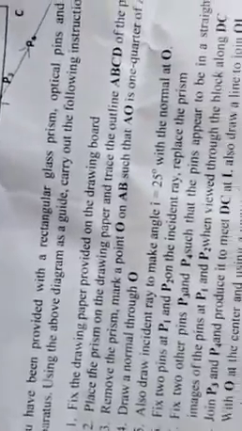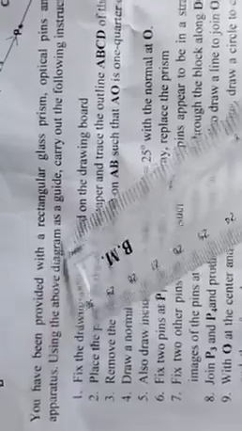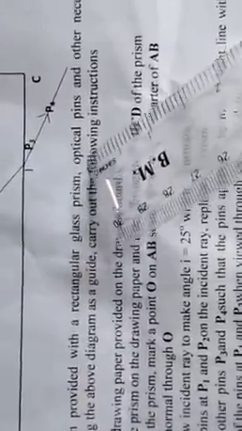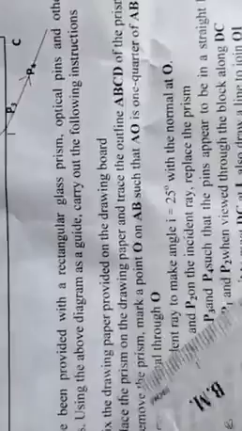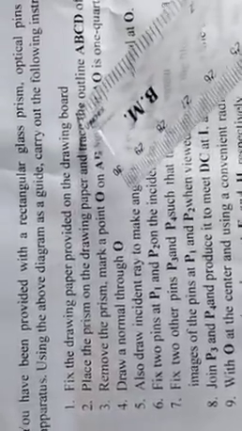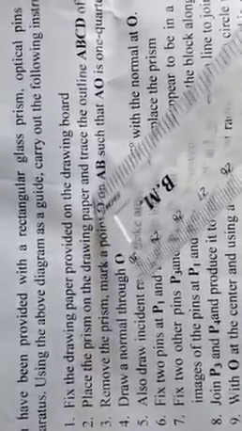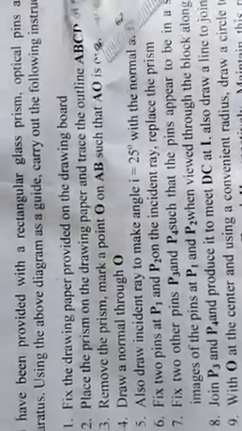So we'll go to the question that says, you have been provided with a rectangular glass prism, optical pins, and other necessary apparatus. Using the above diagram as a guide, carry out the following instructions. Number 1, fix the drawing paper provided on the drawing board. Number 2, place the prism on the drawing paper and trace the outline A, B, C, D of the prism. So look at the prism. See the outline A, B, C, and D.